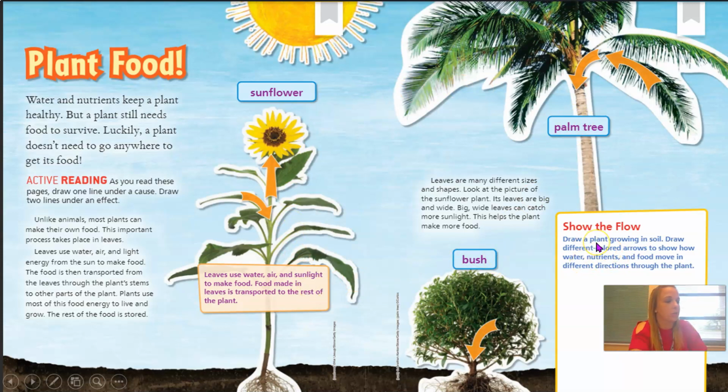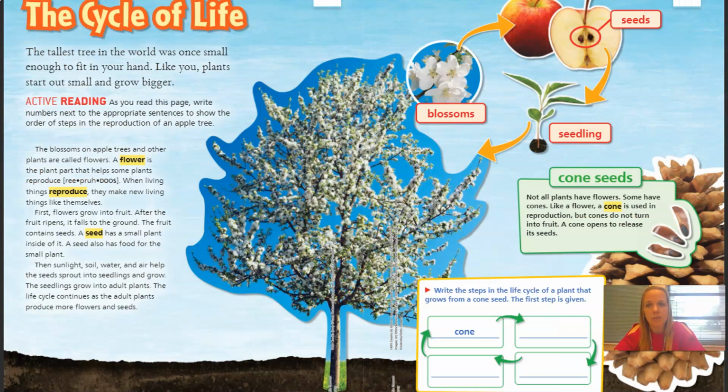Okay, it's very important on an informational text that you read everything. And then here is show the flow. So you had show the flow on your paper. All right, it says draw a plant growing in soil. Draw different colored arrows to show how water, nutrients, and food move in different directions through the plant. So you need different colors for this. Move on to your next.